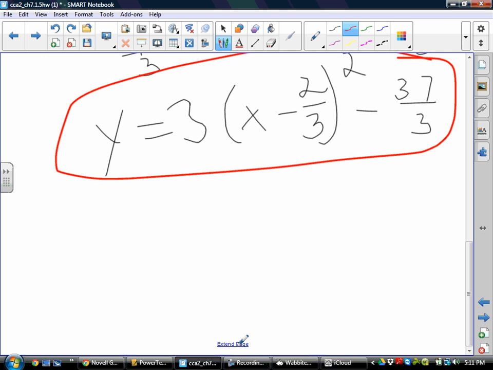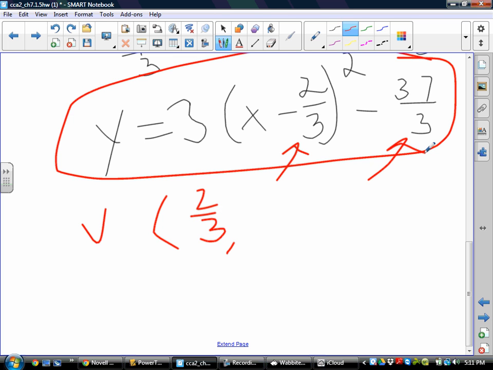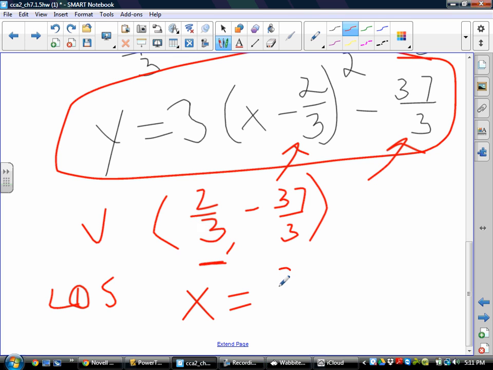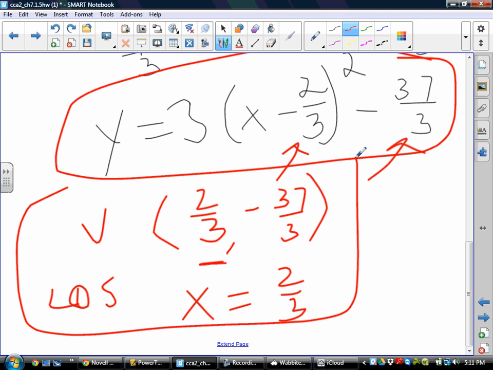So the second part of part B is to find the vertex. Again, I'm looking at this number, taking the opposite of it, so it's positive 2/3. This number, take the actual thing, minus 37/3. That's my vertex. Line of symmetry is going to be x equals this value right here, so 2/3. Okay. So those are my answers for part B of problem 7-82, where you complete the square to find the vertex and line of symmetry.